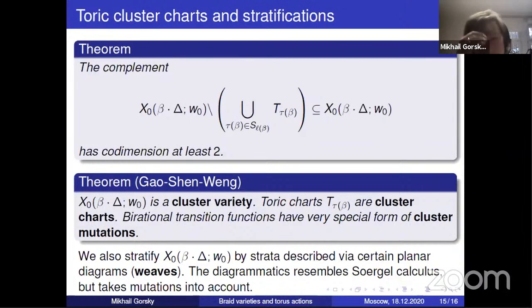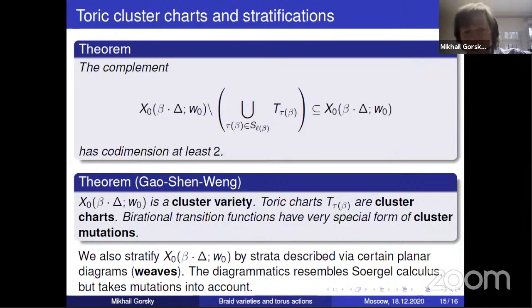And a very recent theorem, I think from this summer, maybe spring, by Gao, Shen, and Wang is that this variety, and actually the augmentation variety, are cluster varieties. So I briefly explained what it means. Obviously, it's quite a long and complicated theory and a very long paper. And then toric charts are precisely these cluster charts, so they correspond to clusters in a cluster algebra, which is the algebra of functions on this variety. And transition functions have the very special form of cluster mutations.